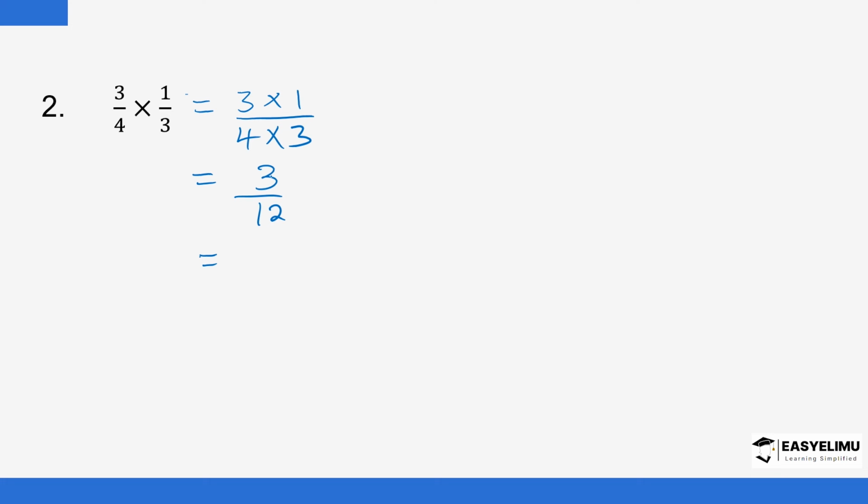So what you do, you look for a number that can divide both of them. You call it a common factor. So the common factor here is 3. After getting the common factor, you remember to divide both of them by the common factor. So we'll divide this by 3, and we'll also divide this by 3. So 3 divided by 3 is 1, and 12 divided by 3 is 4. So 3/12 simplifies to 1/4.